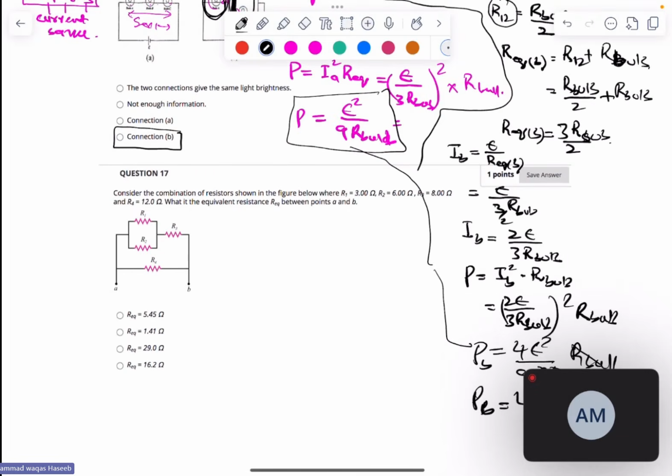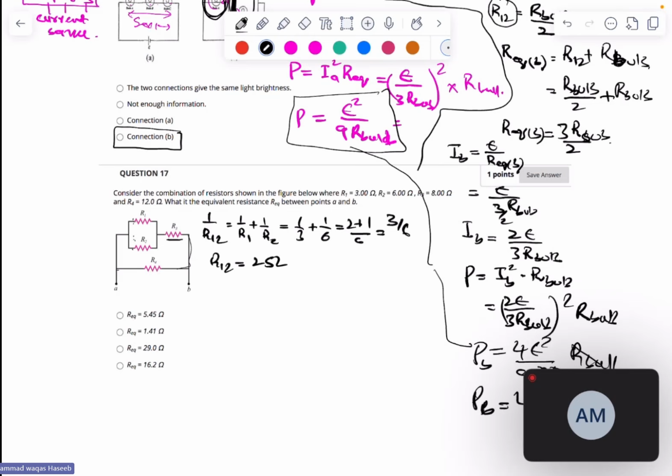Okay, now the next circuit is this. So you have resistances, these are in parallel, and this is in series, and then this is connected to a parallel. So first we will calculate R1 and R2, which are in parallel, so we add resistance like 1 over R1 plus 1 over R2, like this, and this will be 1 over 3 plus 1 over 6, which is 2 plus 1 over 6, equals 3 by 6. So R12 is 2 ohms.